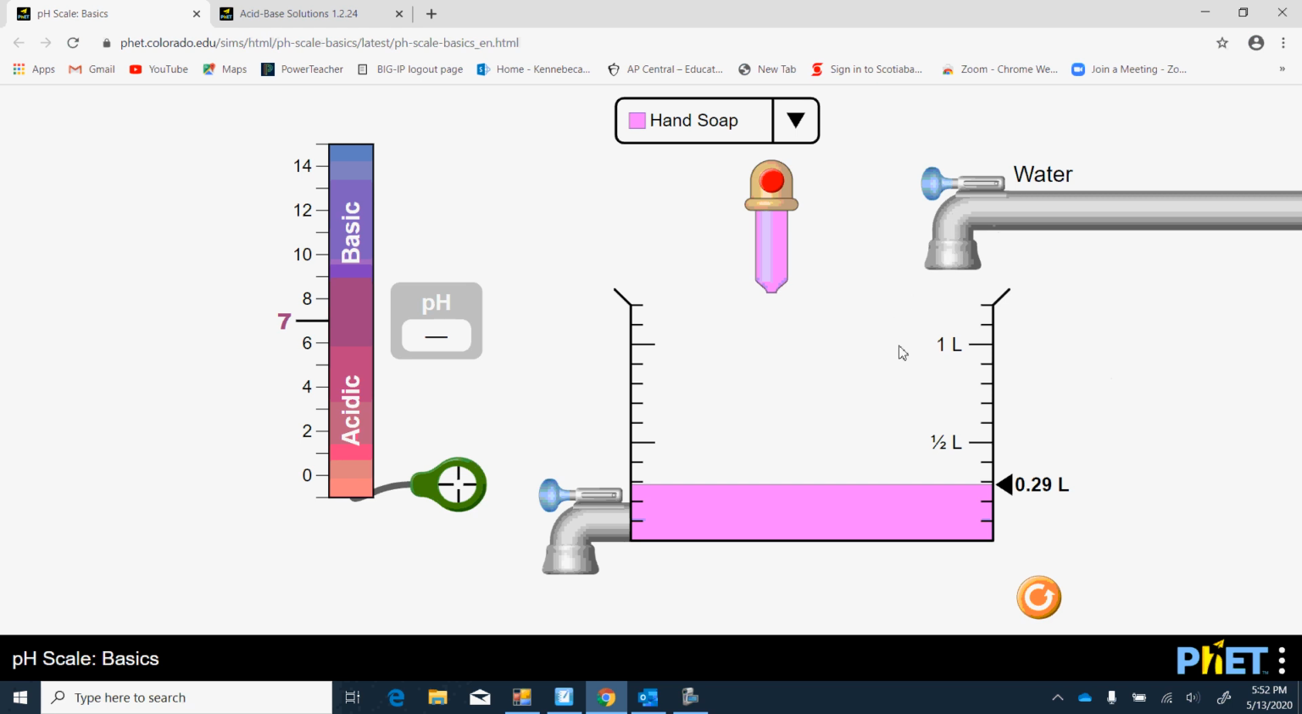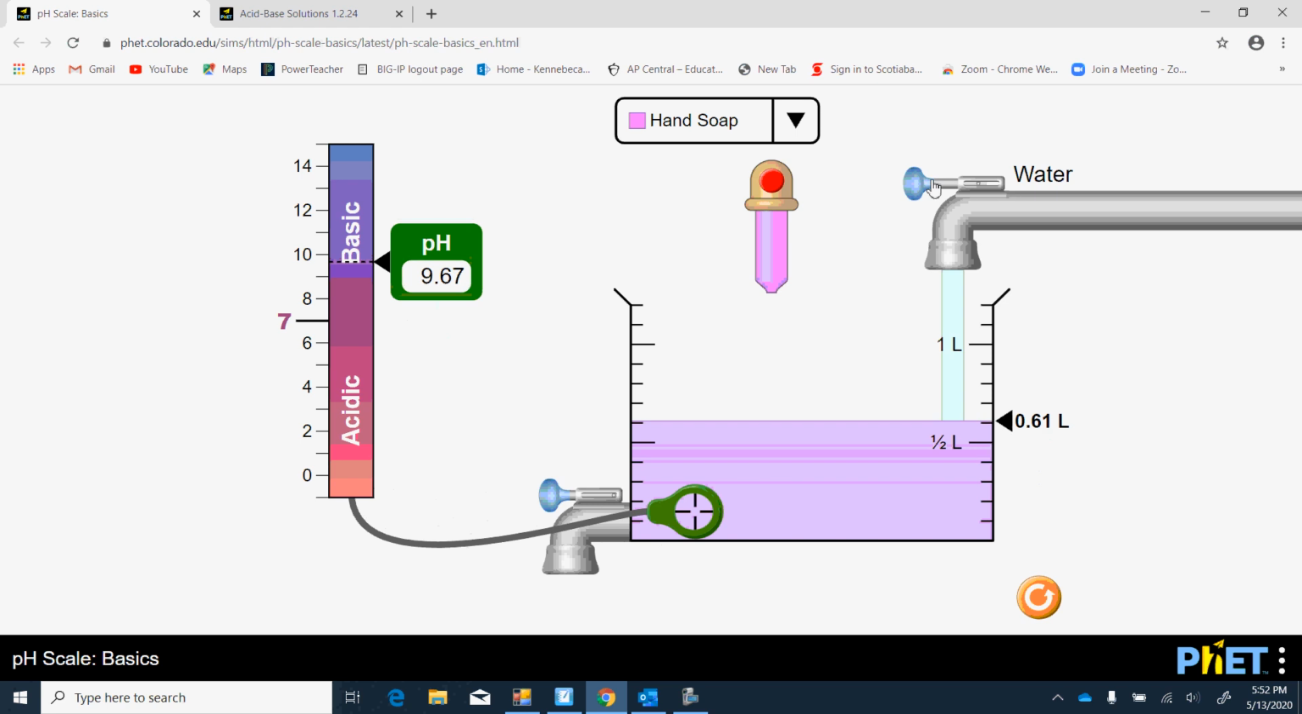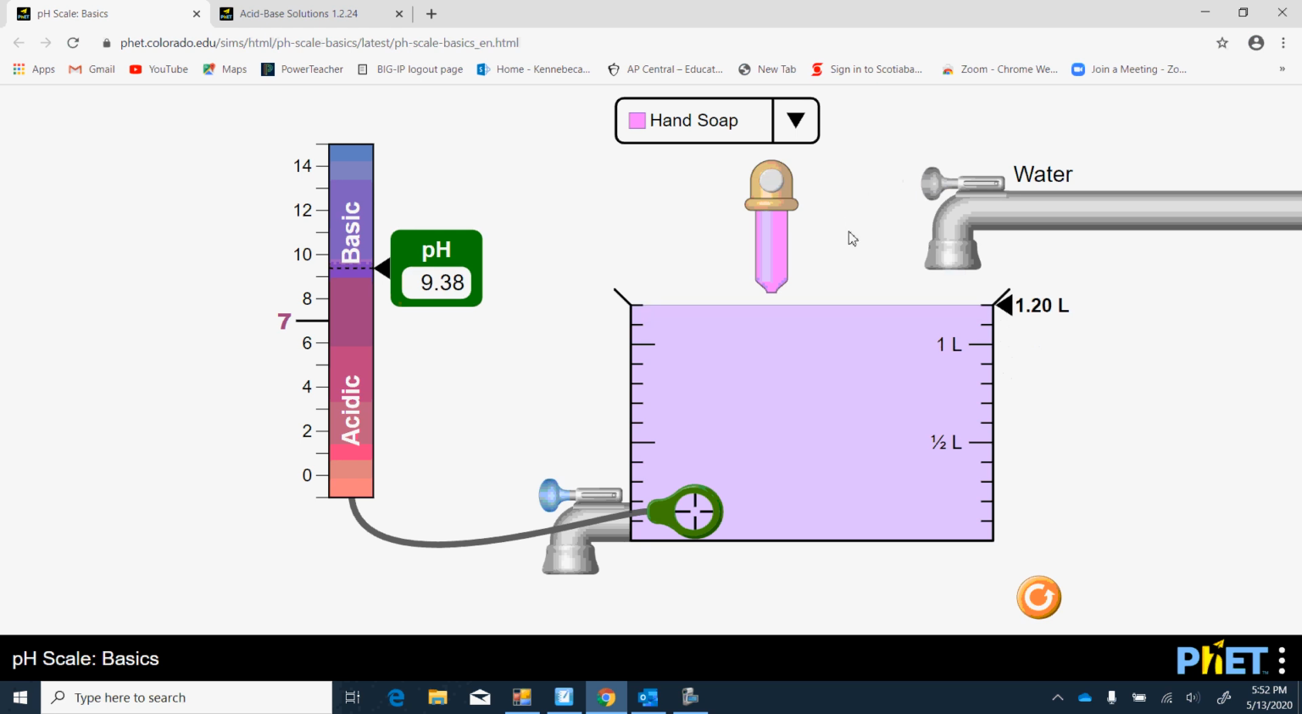Okay, so here we have this, and it's hand soap, and let's put in our pH measure, so it's 10. And when we start to add water, notice what happens to the pH. All right, as we're adding water to the solution, we're diluting it. And guess what? The pH is not staying exactly where it was. It's dropped a fair amount. It's still basic, but it's dropped a fair amount.